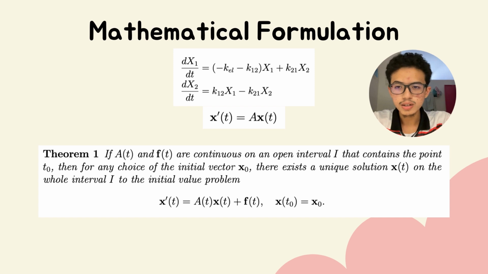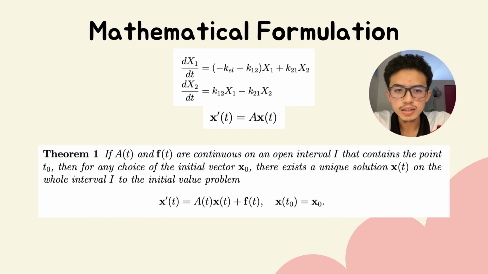Okay, now that we have our system of differential equations, we can represent this in a more compact form with a vector matrix product, which we can write as x prime of t equals A times x of t, where A is the coefficient matrix with entries negative KEL minus K12, K21, K12, and negative K21. Okay, and so how do we know if this system actually has a solution?